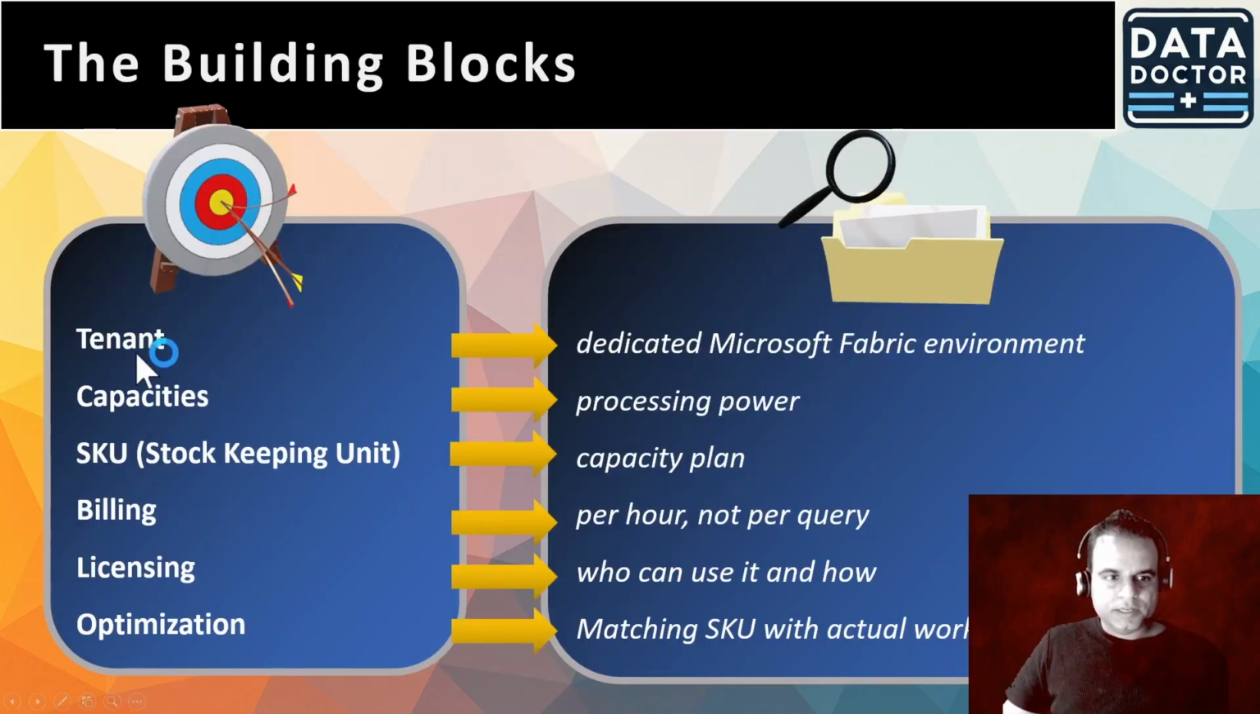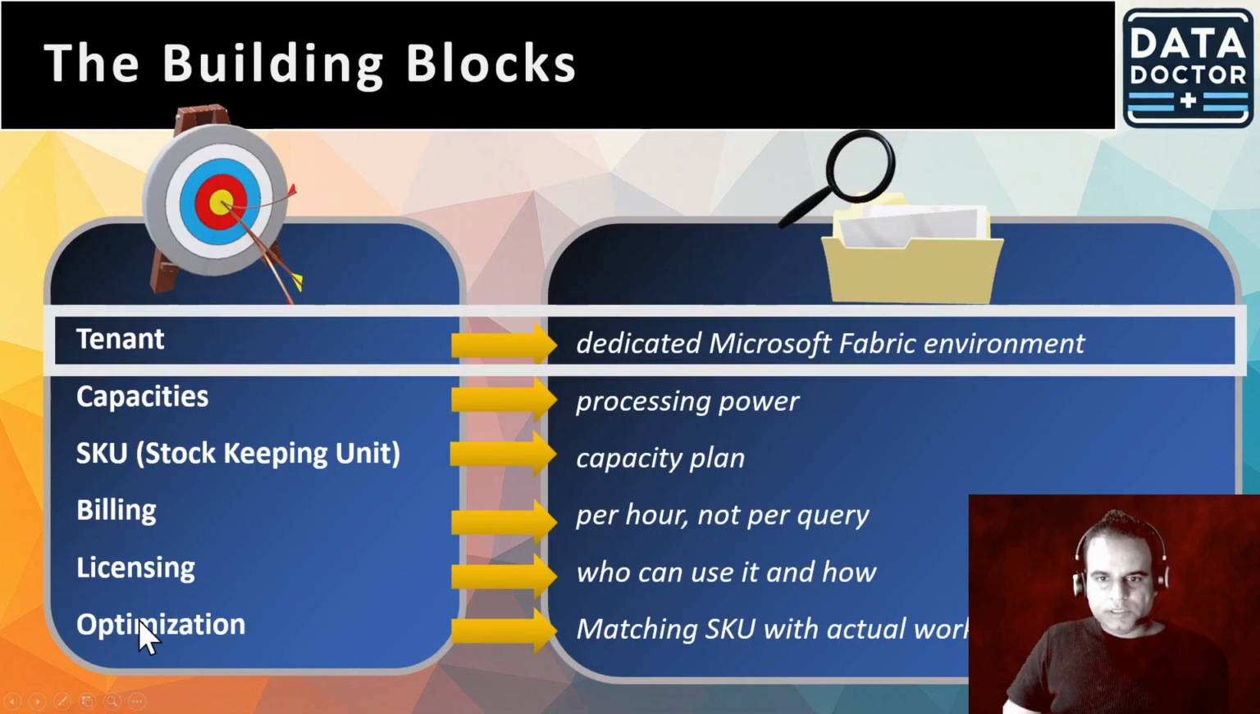First of all, on the left side, you see those important terminologies. They are tenant, capacities, stock keeping units, billing, licensing, and optimization. So if we talk about the tenant, tenant is actually a dedicated Microsoft Fabric environment of your organization. This is like an umbrella, and everything in Fabric falls under this umbrella. Whatever you create, whatever you do, actually comes under the tenant.